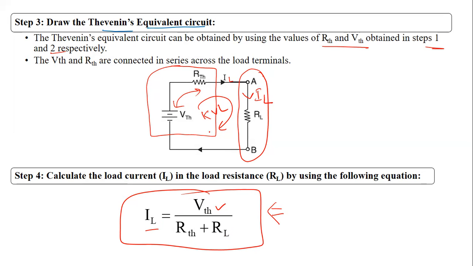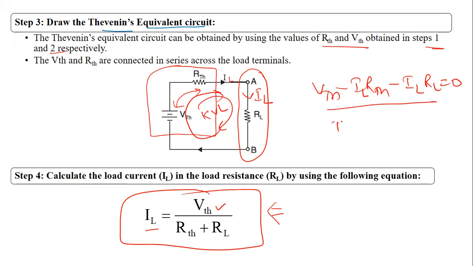So applying KVL in this mesh, in the clockwise direction, VTH minus IL RTH minus IL RL is equal to 0. Now from here we can calculate IL. So IL will be equal to VTH divided by RTH plus RL. So it is the same formula.